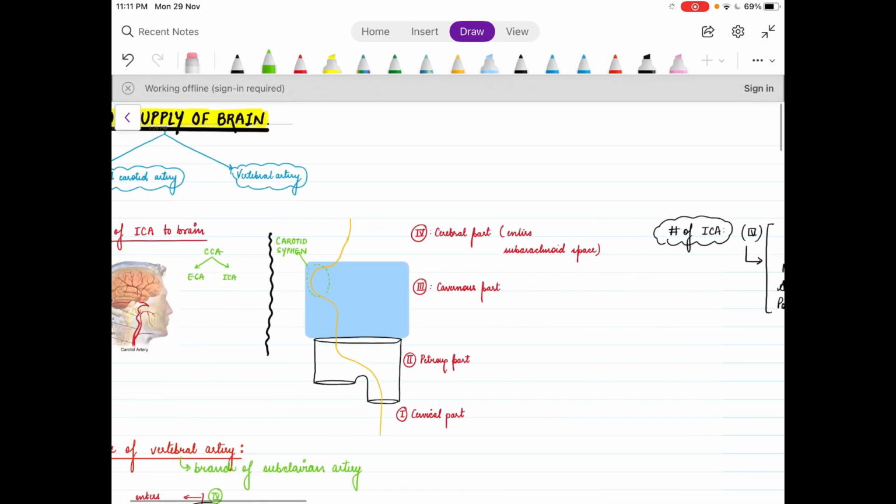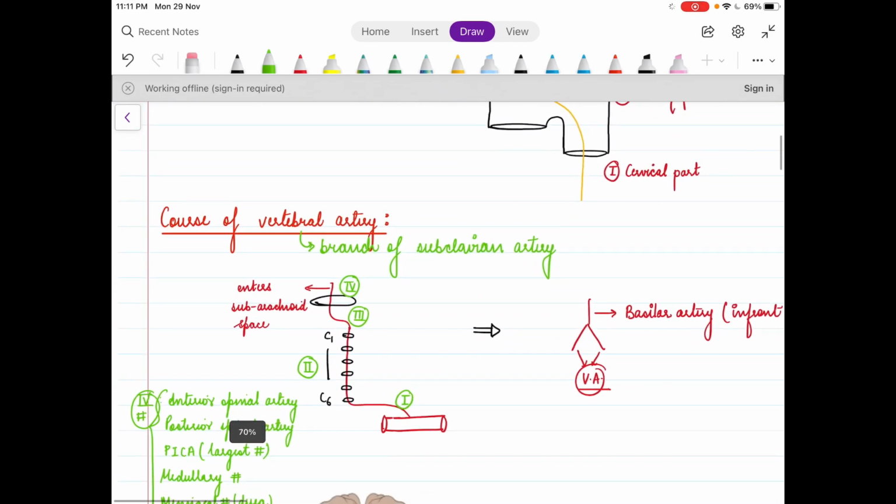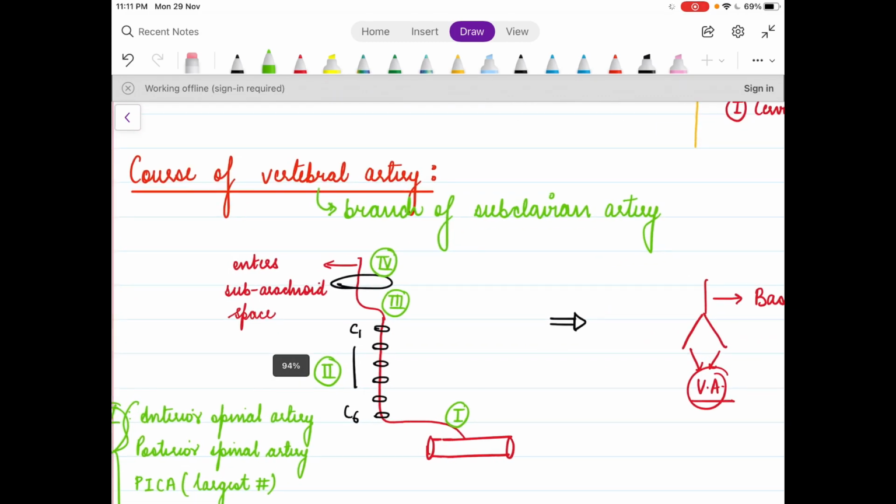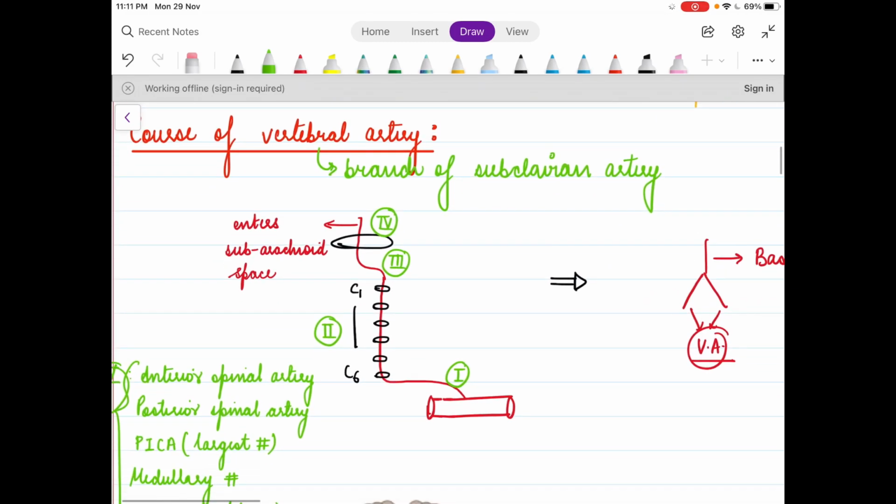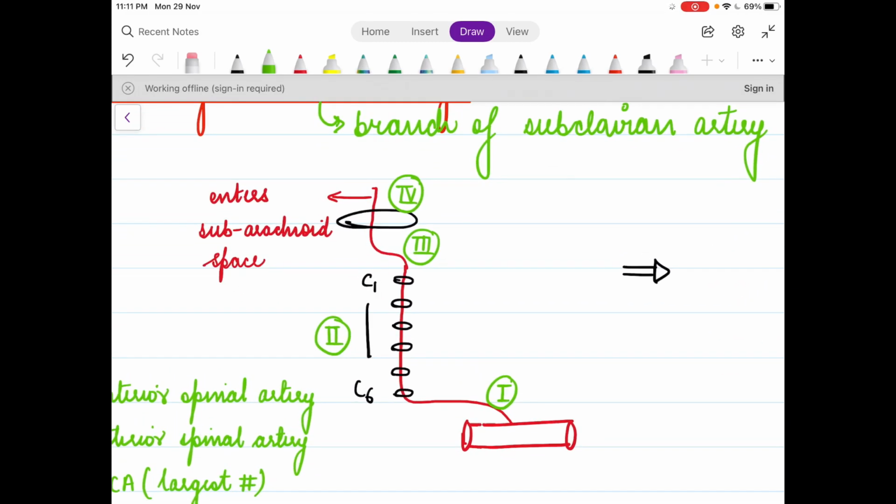Now we'll talk about the vertebral artery. The vertebral artery itself is a branch of the subclavian artery. For naming purposes, we are given four parts of the vertebral artery. The first part is responsible for giving rise to some muscular branches. The second part is when it travels from C6 to C1 vertebra in the foramen transversarium of the C6 cervical vertebra to the C1 cervical vertebra, and it gives rise to some spinal branches.